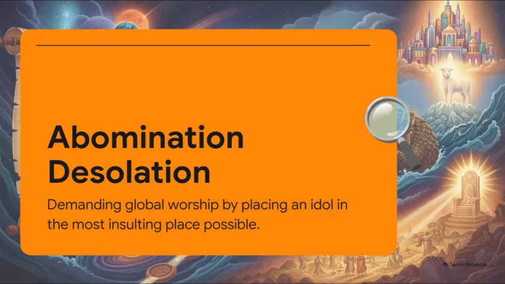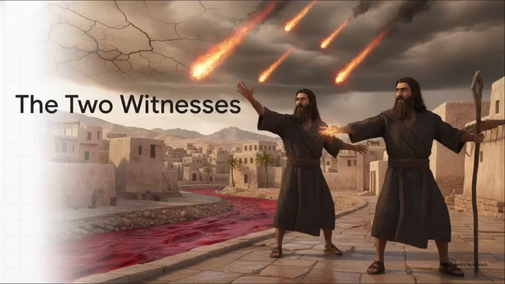It's the ultimate insult. He demands global worship by placing an idol, an image of himself, which the false prophet actually empowers to speak, right in the rebuilt temple. This is the absolute pivot point. It slices those 7 years precisely in half, shifting the world from a false sense of peace into absolute, unmitigated catastrophe. But even in this incredibly dark time, God doesn't go totally silent.